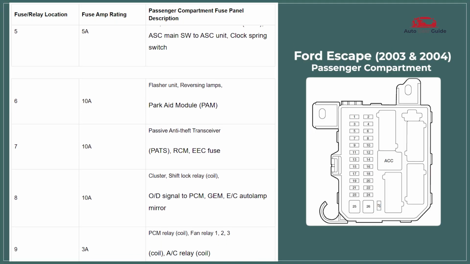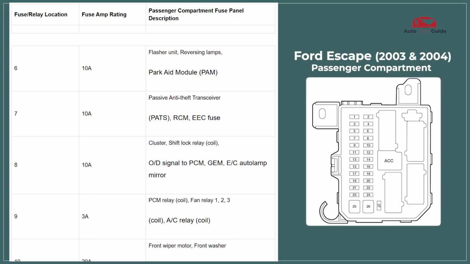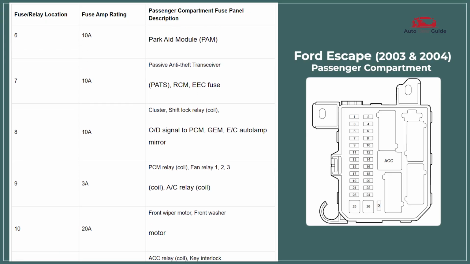The layout is designed for easy identification and maintenance. Each fuse corresponds to a specific amperage and function.